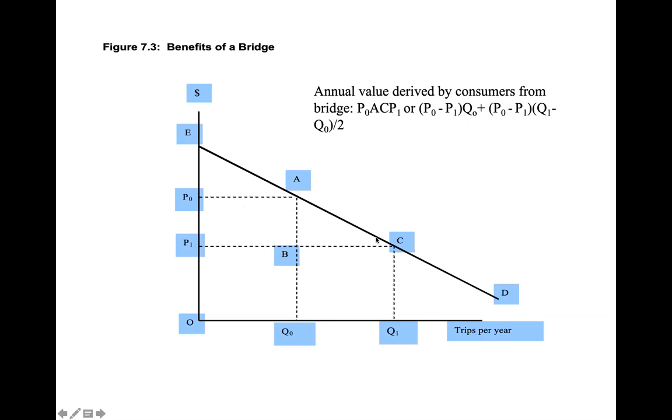And then we have to get the area of this triangle, and we'll know the increase in annual benefits derived by consumers from building this bridge. So this area right here is again the distance between Q0 and Q1, and this is again P0 minus P1 times Q1 minus Q0, divided by 2 because it's a triangle. So you have to divide the area by 2. So that's how you figure out the annual value derived by consumers from the bridge.